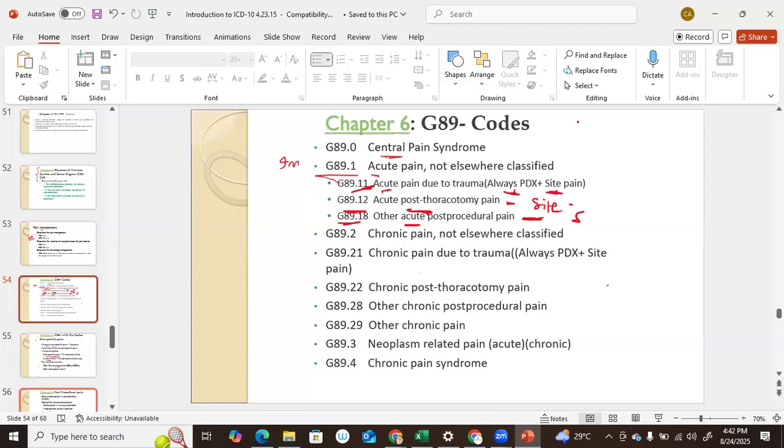So whenever a patient has acute post-procedural pain, we have to code the site separately, and acute post-procedural pain is primary. If the patient has post-thoracotomy pain, then there is no need to code the site. Next section, we have chronic pain.